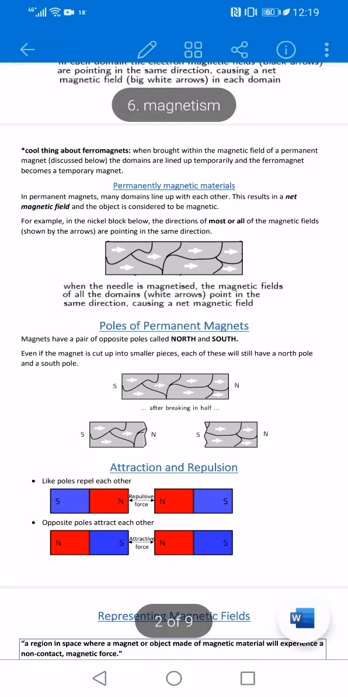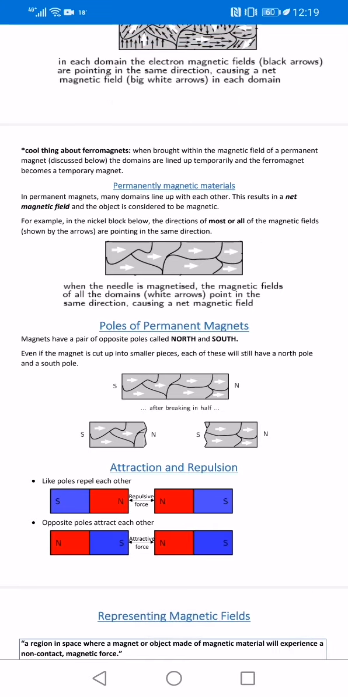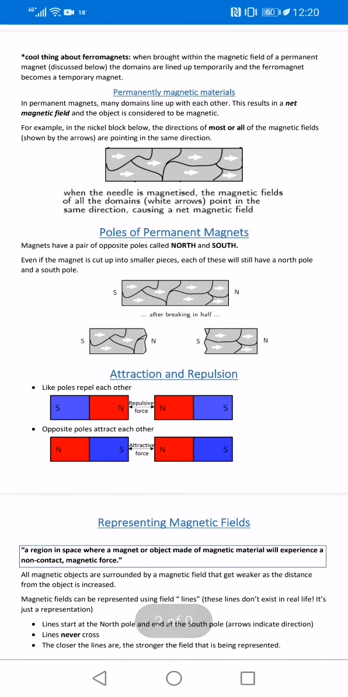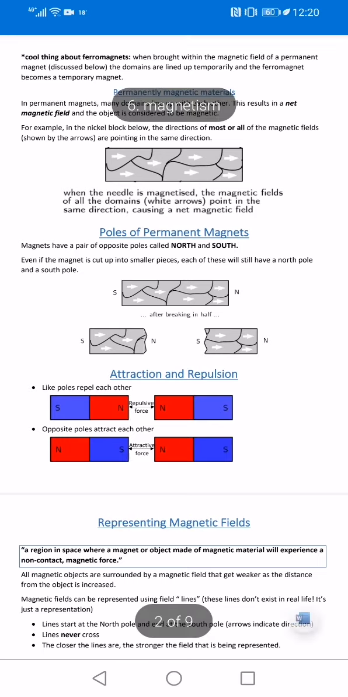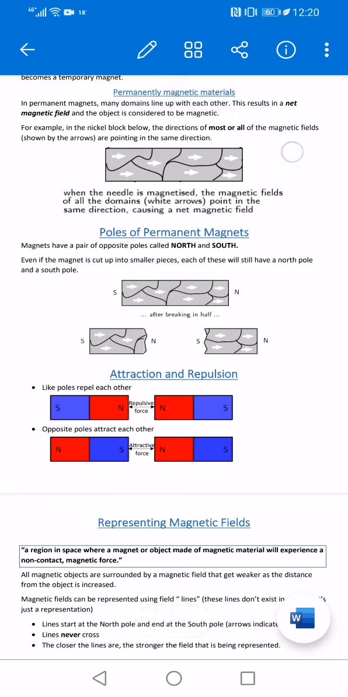So if we look at this block over here, I've said it's a nickel block, and the direction of most or all of the magnetic fields is pointing in the same direction. That means they're all or most of them are lined up, which means we end up with a magnetic object. Okay. Now, when you have a magnetic object, you can see here all of our arrows are pointing to the right.